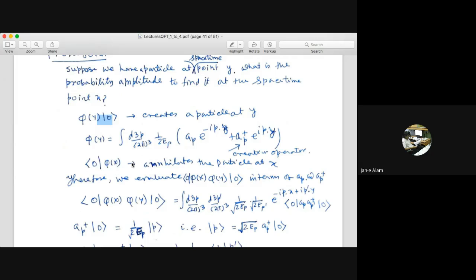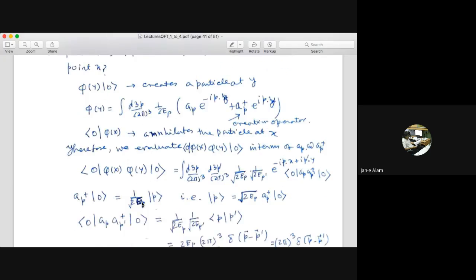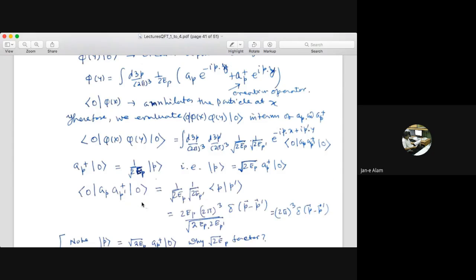So if I take the scalar product of these two, what will that indicate? That will indicate that I have created a particle at y, and then it has propagated up to x. So the probability that the particle goes from y to x is given by the expectation value of the fields phi(x) and phi(y) in this vacuum 0. Okay. So again, the technique is the same.